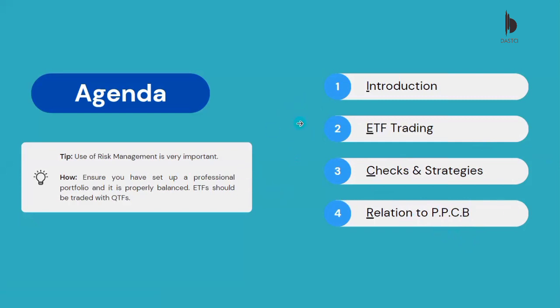Now, before we go into this, I want to explain that ETF is a form of trading, and you need to understand that risk management is very important, and you have to set up a professional portfolio, ensure that it is properly balanced. Now, we do recommend you have the basics of how to set up a professional portfolio before you go into ETF trading.